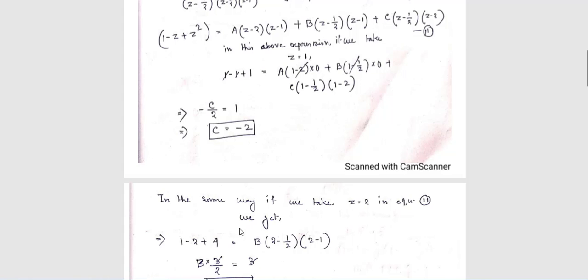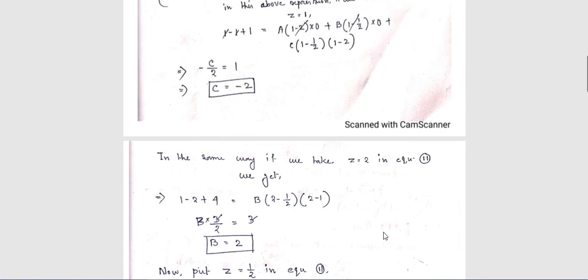Now same process. Suppose you have chosen z is equal to 2. Now see here, one factor is z minus 2, and here also one factor z minus 2. That means if you choose z is equal to 2, the A part and C part will be 0, and only the B part is left. That means the B part is equal to this, and if you put z is equal to 2, then B is equal to what? B is equal to 2.